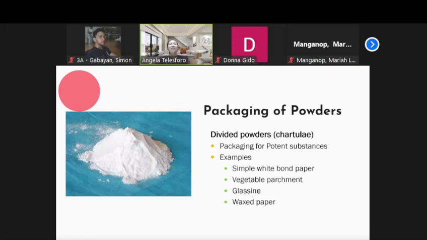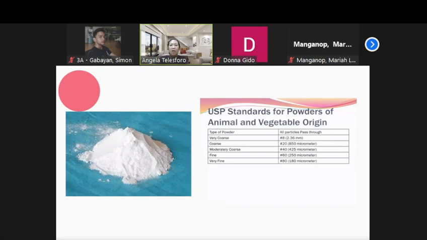Okay? So sa divided powders, these are the potent substances just like yung sa oral rehydration salt, kanang tambal sa ubo. So example, we use simple white bond paper, vegetable parchment, glassine, or wax paper. But sabi ko nga today, kasi meron ng manufacturing, what we receive in the drugstore is already nakapackage individually na divided powders, ready for dispensing. Okay. So what are the standards for powders of animal and vegetable origin?